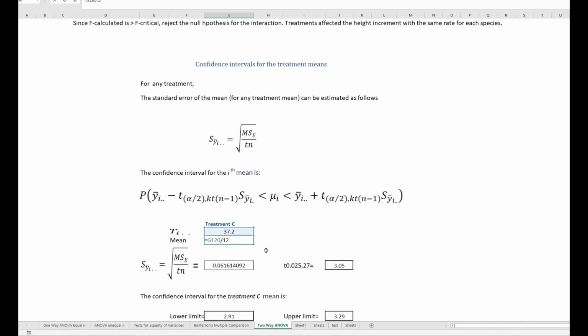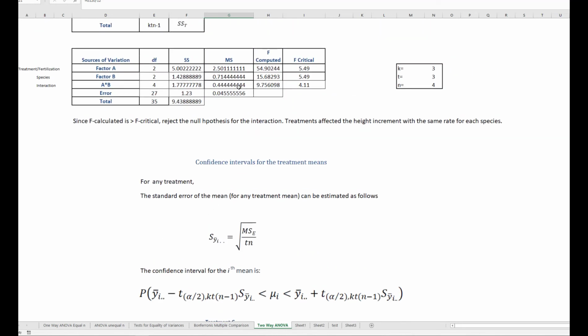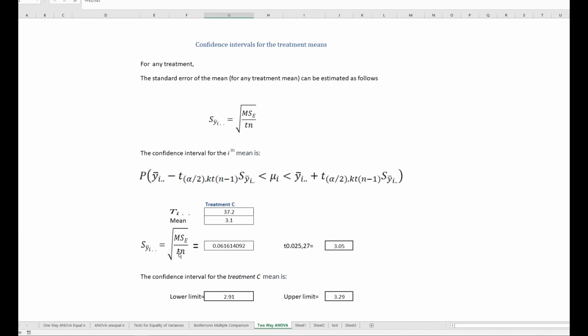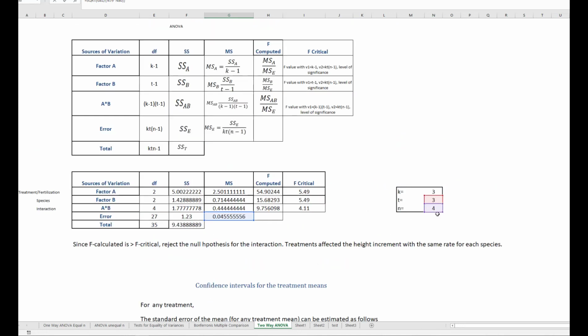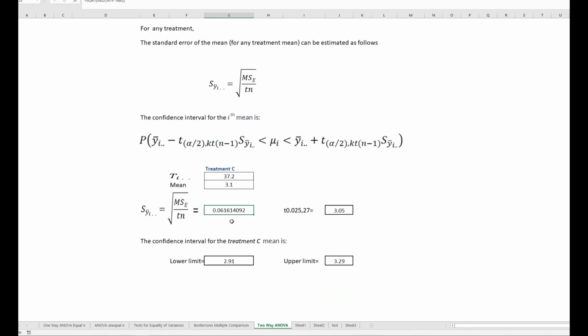So I found the mean for treatment C, and then the standard error for that treatment is the mean squared error that we found on the ANOVA table, divided by t and n, because these two are varying. So you can add those t and n, which I found from before, and then I found the standard error.